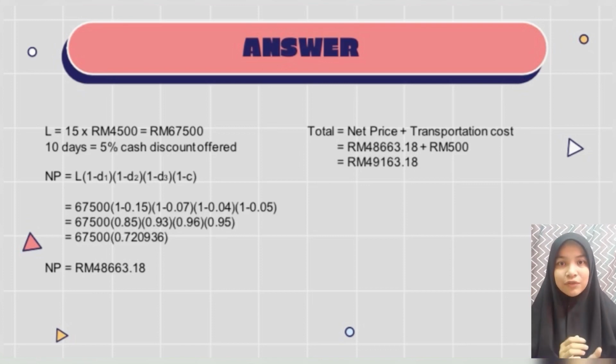48,663.80. But don't forget, the question asks to calculate the total payment. So we need to add net price and transportation cost. RM 48,663.80 plus RM 500, and the total is RM 49,163.80.